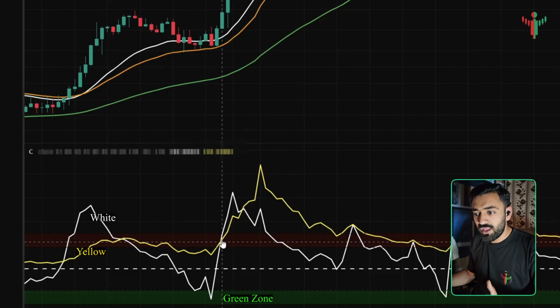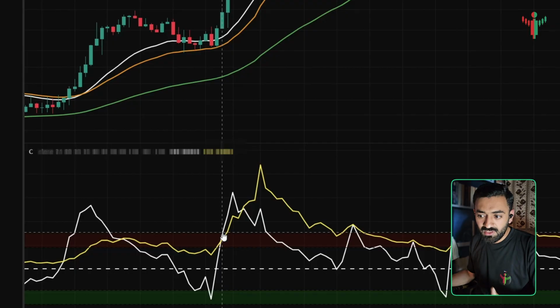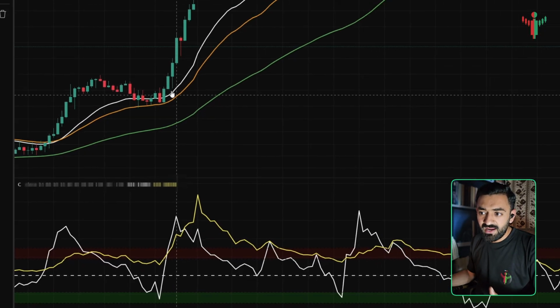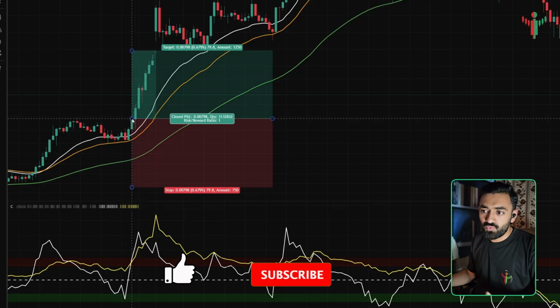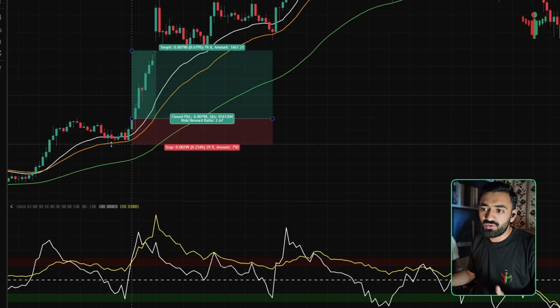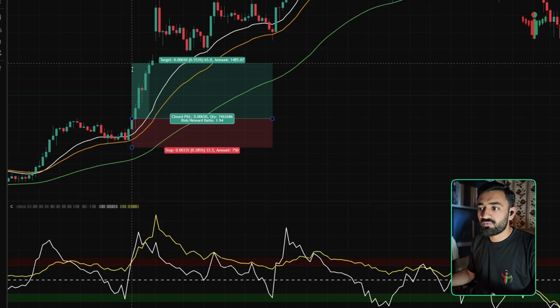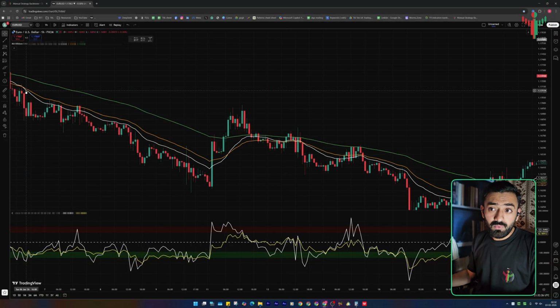then go up and cross this yellow line. So when this white line crosses this yellow line here, on that candle we will open a buy trade. So here on this candle I will open a buy trade. The SL will be here, a little bit below this last low, and the TP will be 1.5 risk to reward ratio, almost here. And here is the sell trade example.